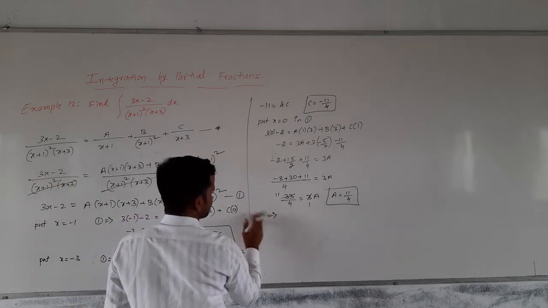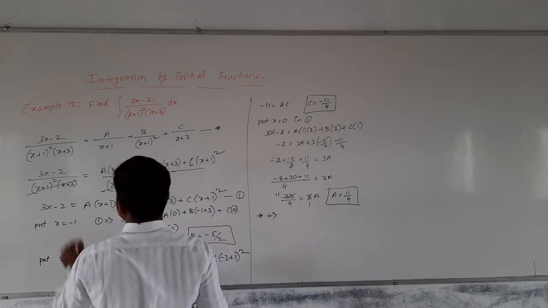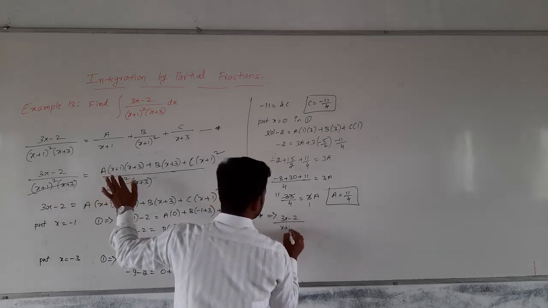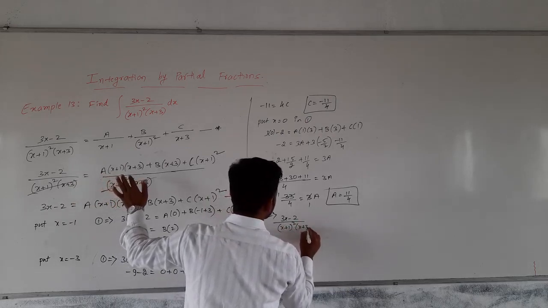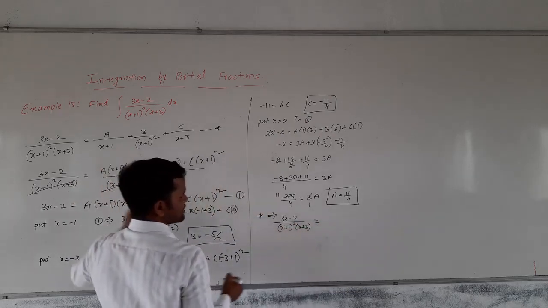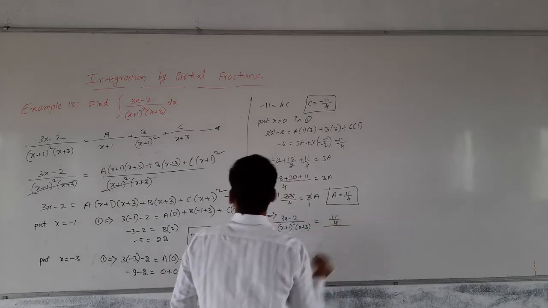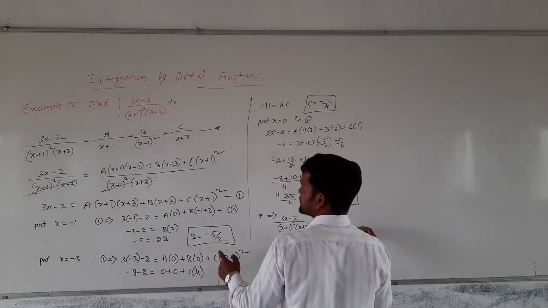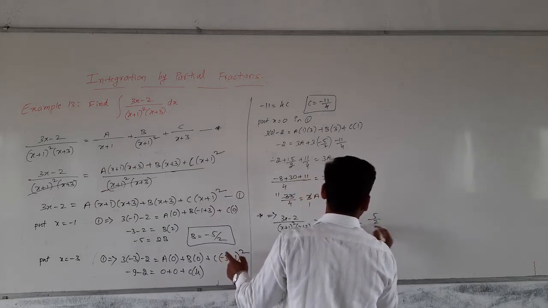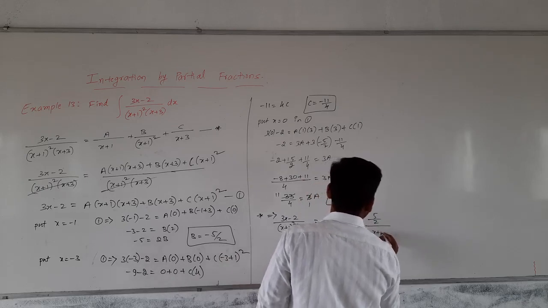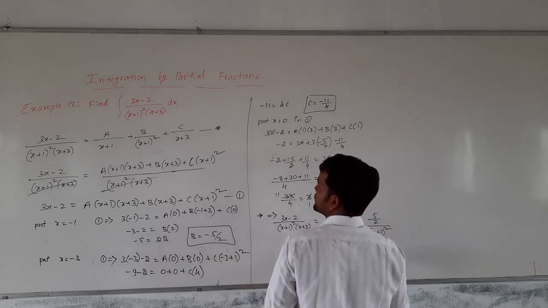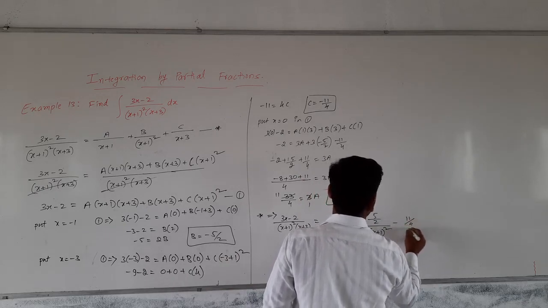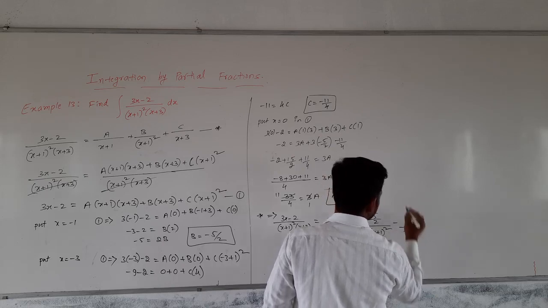This implies (3x − 2)/((x + 1)²(x + 3)) equals a/(x + 1) + b/(x + 1)² + c/(x + 3), where a is 11/4, so the first term is (11/4)/(x + 1), b is −5/2, so the second term is −(5/2)/(x + 1)², and c is −11/4, so the third term is −(11/4)/(x + 3).